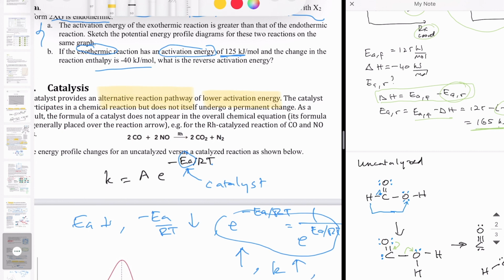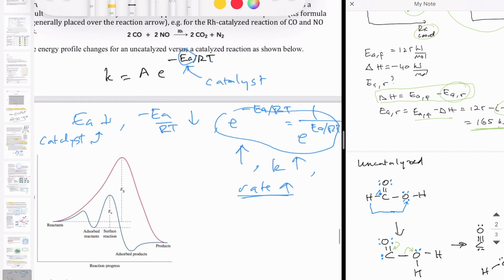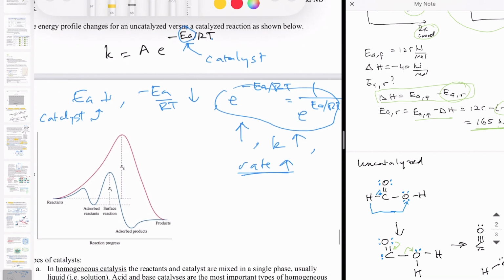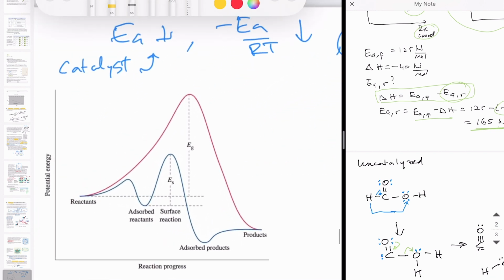So you can see that when you add a catalyst, the effect is on the activation energy being lower, but then eventually it will lead to an increased rate of reaction. Now, exactly how does it lower the activation energy? Well, it does it by giving the reaction a new path.